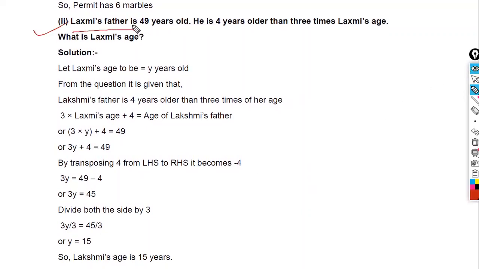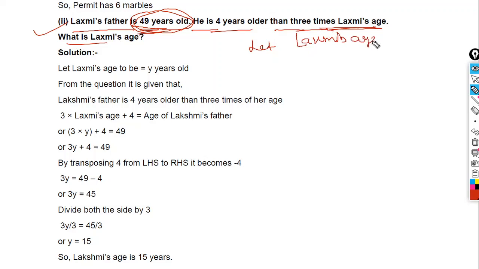Lakshmi's father is 49 years old. He is 4 years older than 3 times Lakshmi's age. So what is Lakshmi's age? Let Lakshmi's age be, suppose, y. Again, he is 4 years older than 3 times Lakshmi's age.